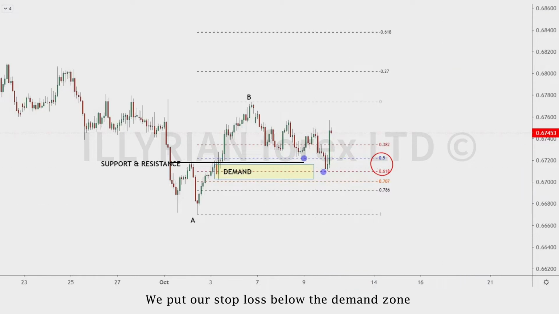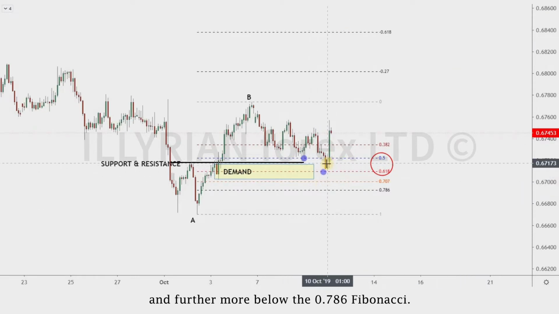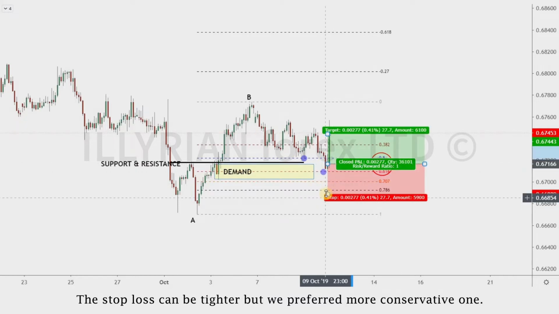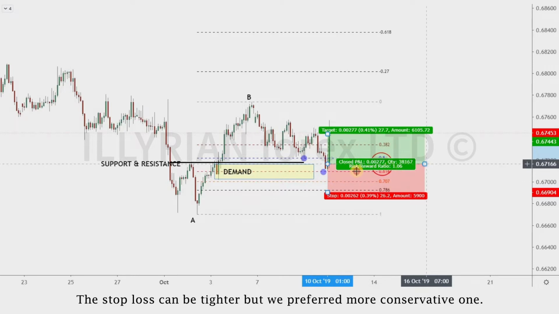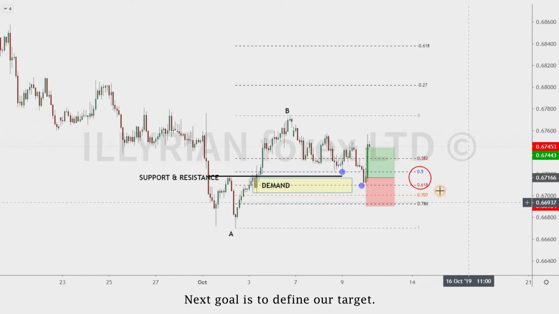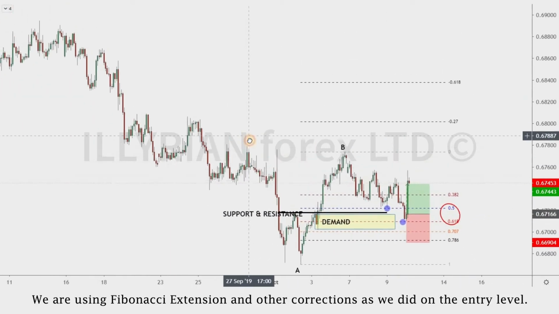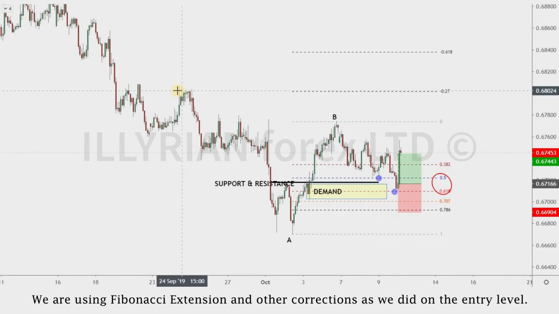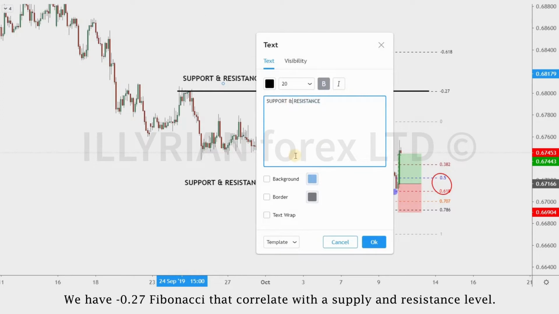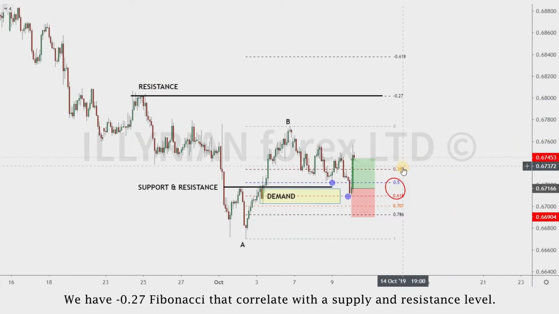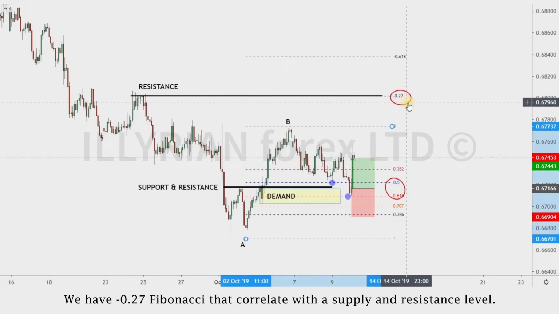We put our stop loss below the demand zone and furthermore below the 0.786 Fibonacci. The stop loss can be tighter, but we preferred a more conservative one. Next goal is to define our target. We are using Fibonacci extension and other corrections as we did on the entry level. We have minus 0.27 Fibonacci that correlates with a supply and resistance level.